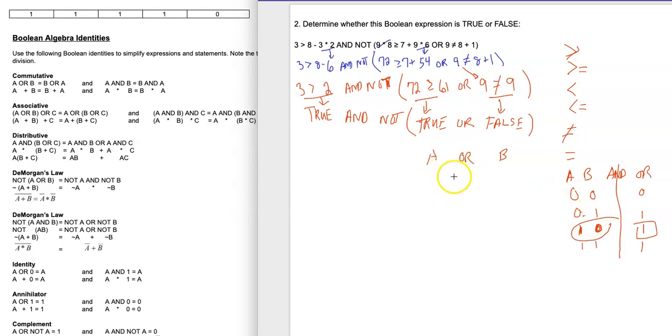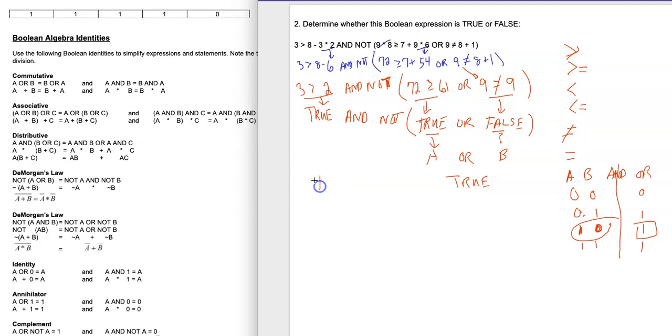So A or B, true. If somebody says you can have dessert if you eat asparagus or broccoli, and they say the word or, and if you did indeed eat asparagus, it doesn't matter whether you ate broccoli or not, because you are guaranteed to get dessert as long as you eat one or the other, or both. So true is the simplification of A or B, where true is being ORed with false.